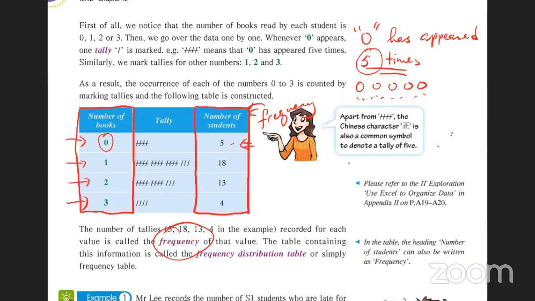If you look at the previous page again, here this data has appeared 18 times. It means if you count the number of 1s you have collected, there should be 18 of them. Okay, 18 of them. Then this is called frequency.